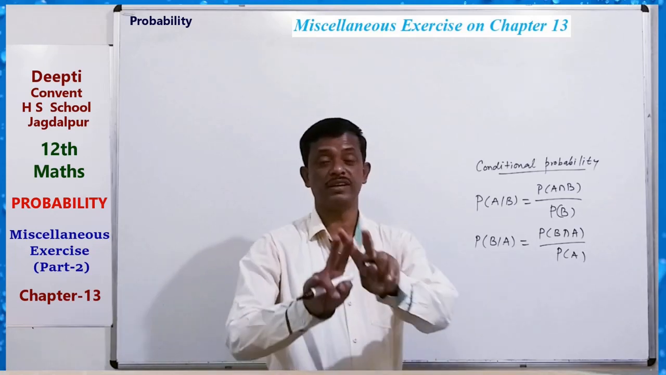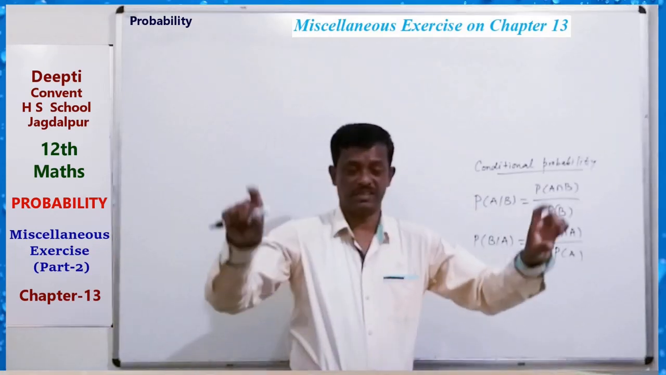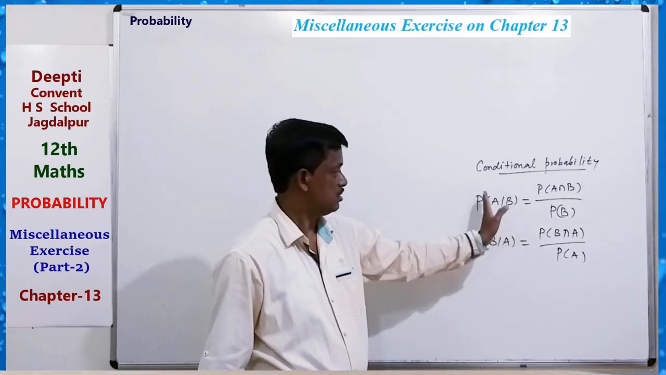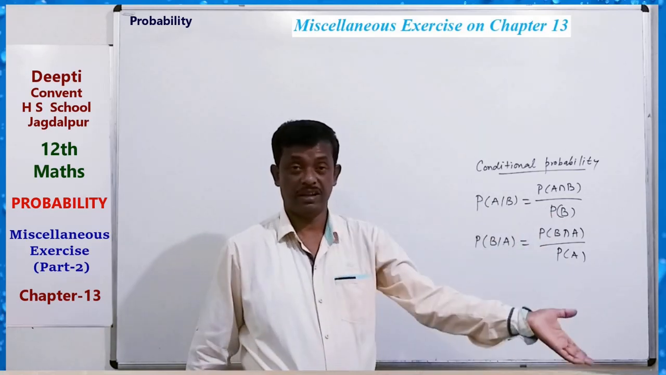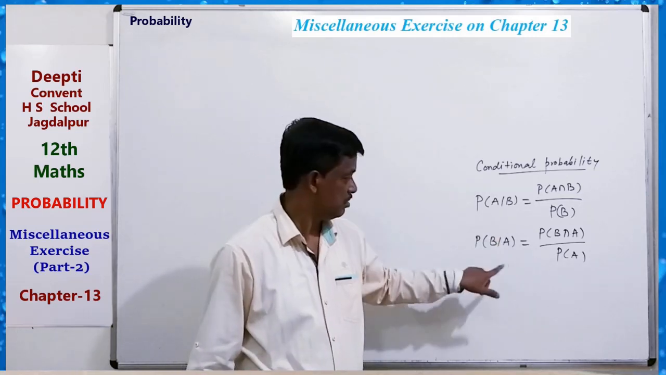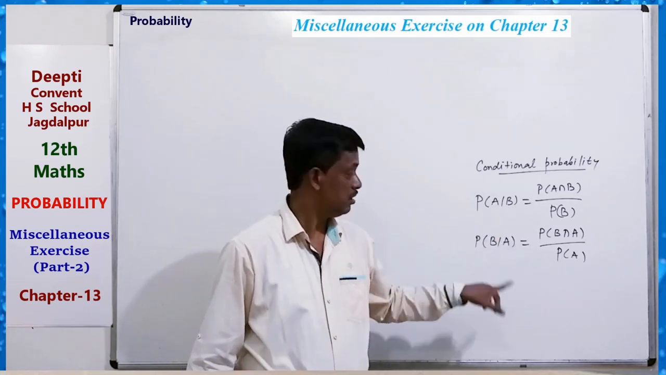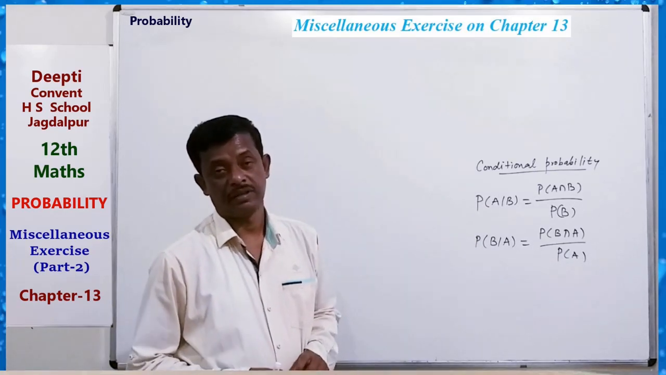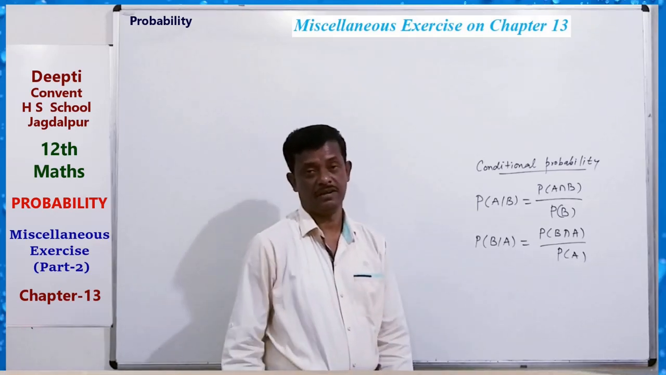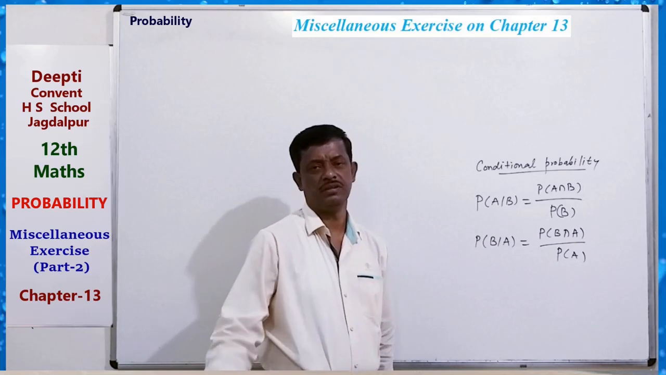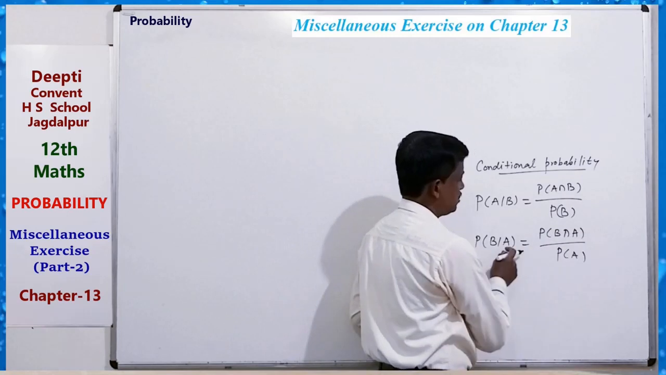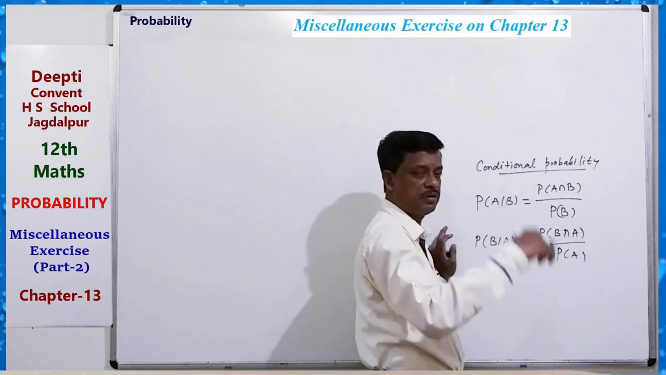This is very important, because when we set up two events, event A and event B, the second event has already happened, and then we ask what is the probability of event A happening. Here B already happened, and what is the probability of event A? If they are independent, then we can write P(A) into P(B). So P(B|A) is P(B intersection A) upon P(A), and for independent events it is P(B) into P(A).